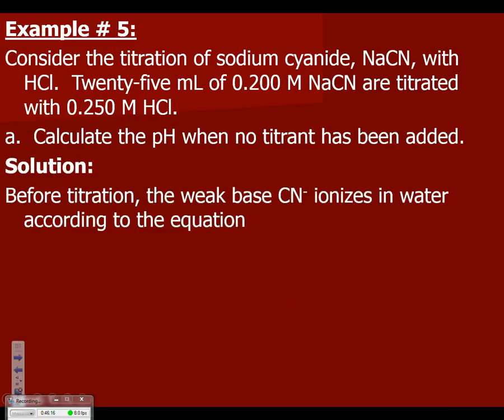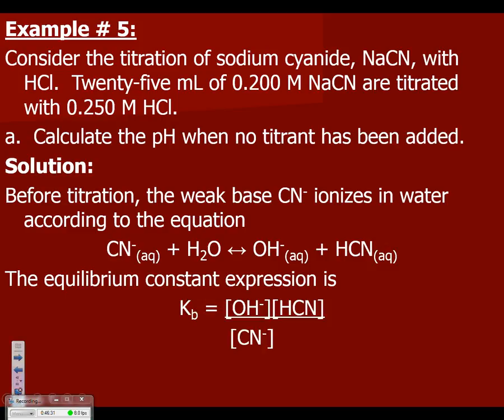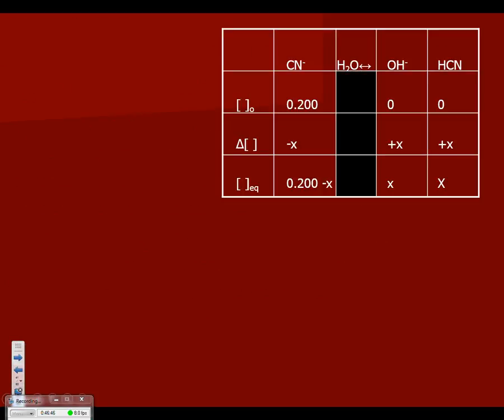So calculate the pH before any titrant has been added. So before the titration, the weak base CN minus ionizes in water according to the equation. So we're going to get cyanic acid and hydroxide. So the equilibrium constant expression is lovely, right? Okay, so we're going to use the table again to get the KB if we've got a KB chart. If not, if they gave us KA, we have to do that.